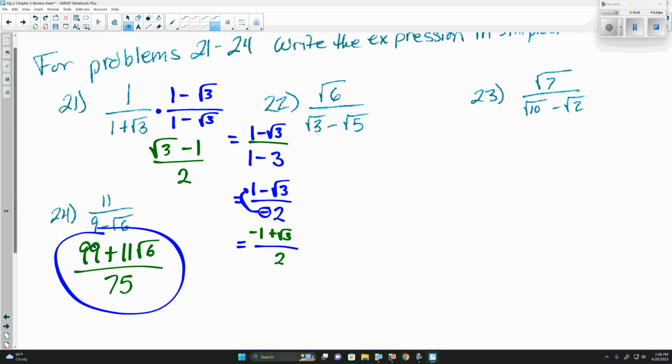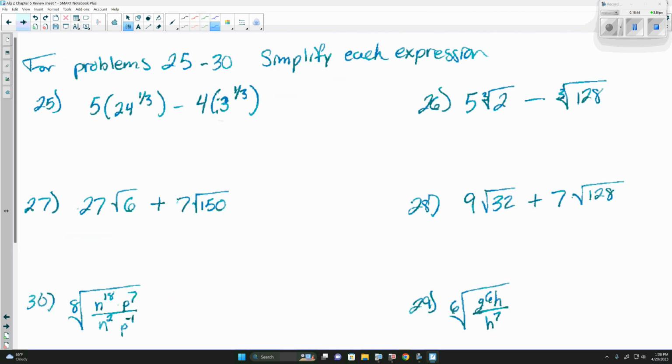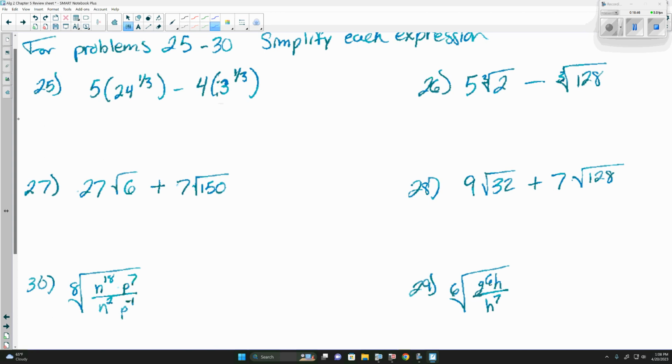Questions on 21 through 24. 25 through 30. Well, or as it's written, 25 through 29. But to do these here, to add or subtract, we need these to be the same. Now, 3 to the 1/3 is as simplified as it gets. However, the first one, I need to get rewritten as 3 to the 1/3, yes?